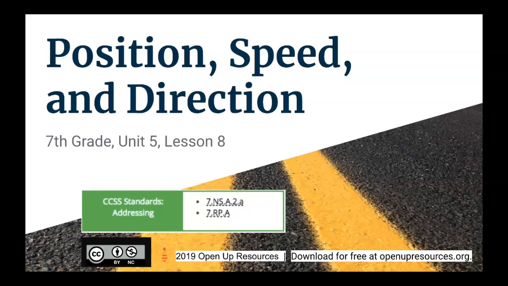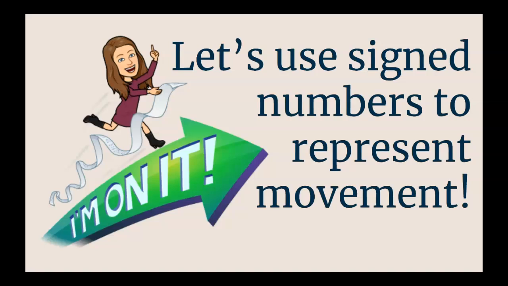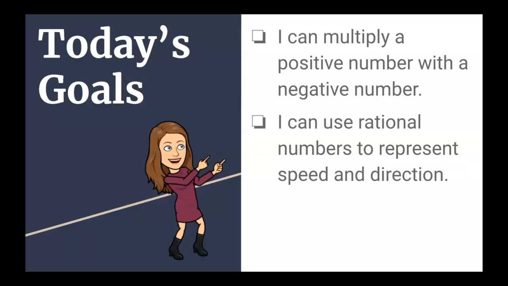In this video, I'll summarize Unit 5, Lesson 8, Position, Speed, and Direction. So let's use signed numbers to represent movements. Today our goals: first, I can multiply a positive number with a negative number, and second, I can use rational numbers to represent both speed and direction.